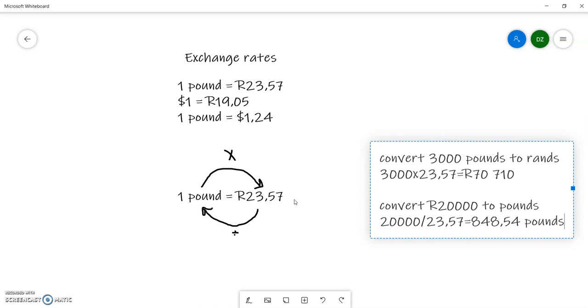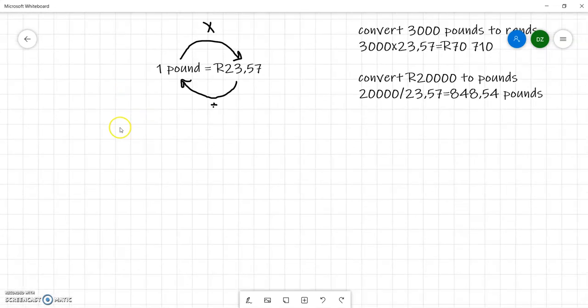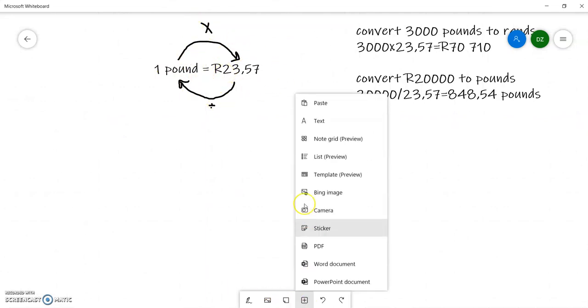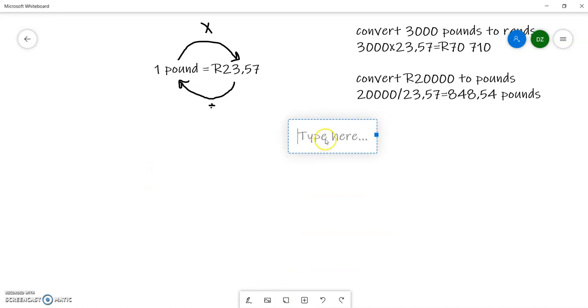What I'm also going to do is look at what happens when I make the one unit the rand, not the pound. So in this case, we had 1 pound equals so many rands. But I want to know what happens when I have 1 rand. How many pounds is that going to be?